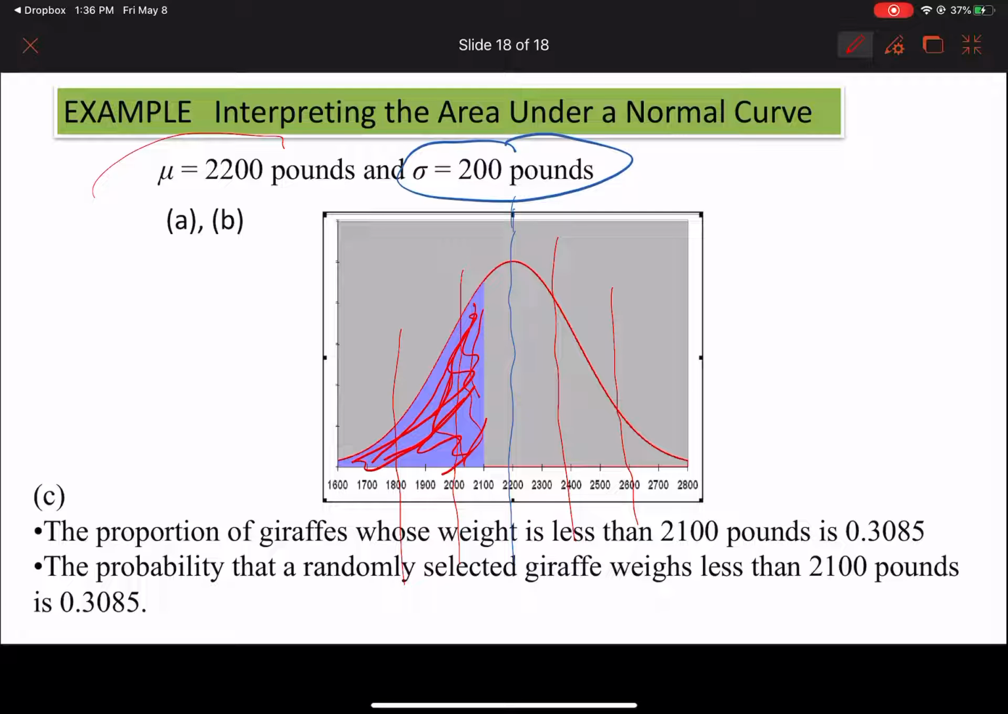So here are my two interpretations. Since I know that this is my area that was given to me, the proportion of giraffes whose weight is less than 2,100 pounds is 0.3085. The probability that a randomly selected giraffe weighs less than 2,100 pounds is 0.3085. So those are the two interpretations. They mean the same thing. It just depends on the question asked. So whether it's the area under that curve, the proportion, or the probability, they mean the same thing.